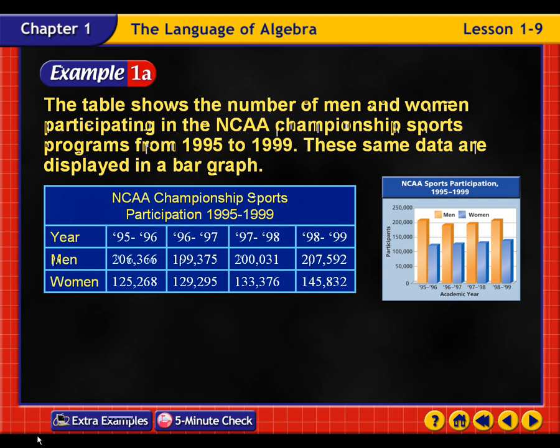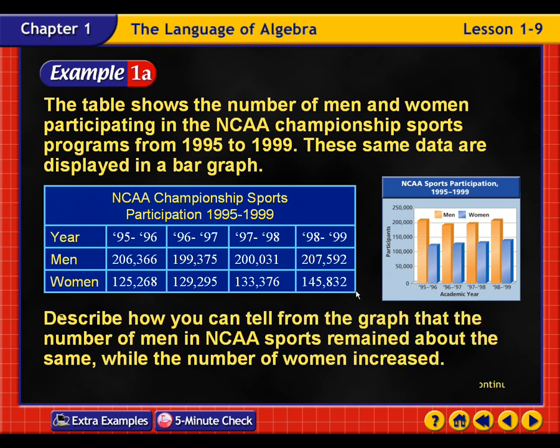Here we're going to look at some examples of the different kinds of graphs. This one we're going to look at a bar graph. Specifically, our bar graph here says the table shows a number of men and women participating in NCAA championship sports programs from 1995 to 1999. So the data in the table and on the graph is the same data. Notice, though, the data in the bar graph is a lot easier to see the trends and how the things change than it is if you look at the table.